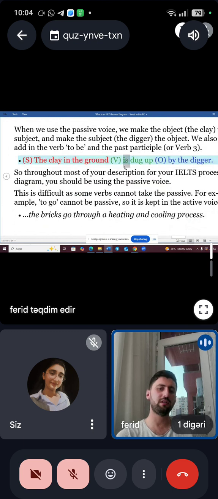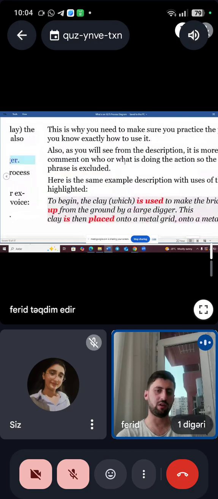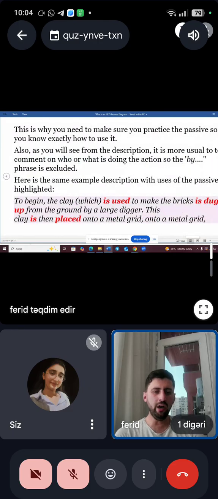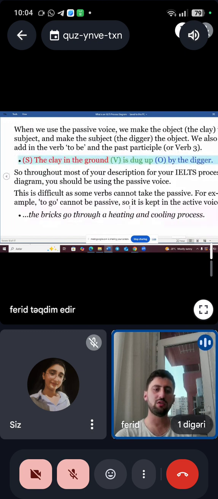And also you should pay attention to its tense forms. All the tense forms must be in the present or maybe in the past. But don't use one of them in the present, one of them in the past. No, don't mix up. Just use present tenses in order to describe this process. For example, to begin, the clay used to make the bricks is dug up from the ground by a large digger. What else you should do?